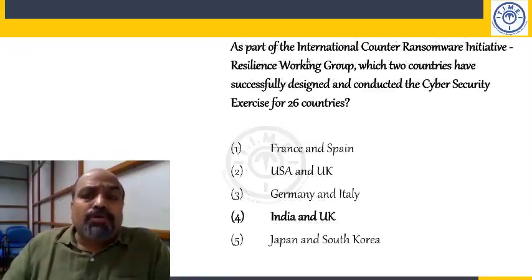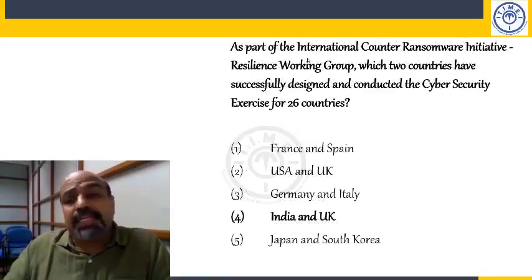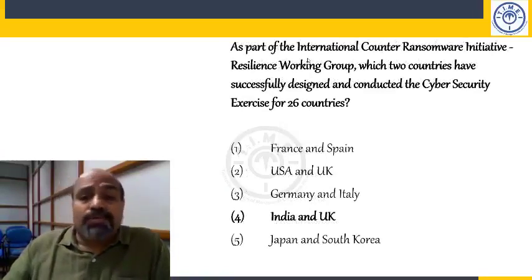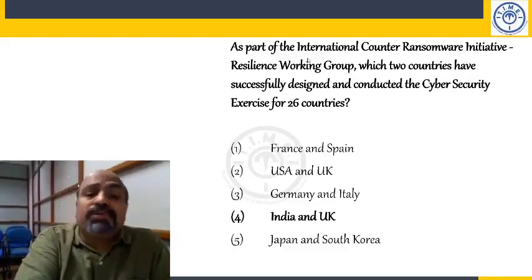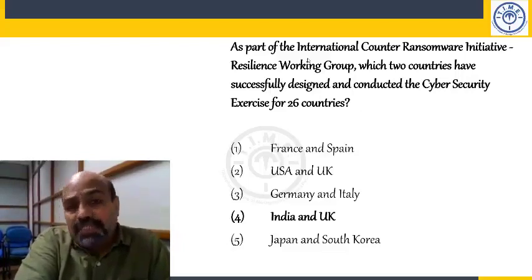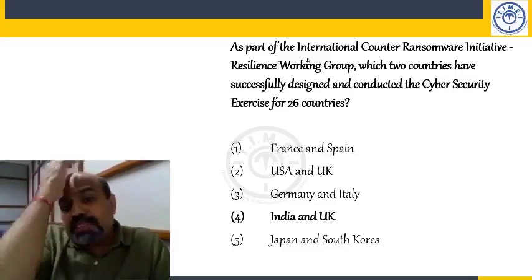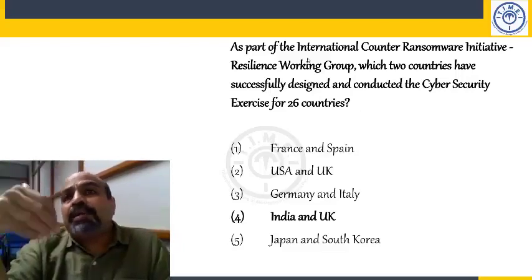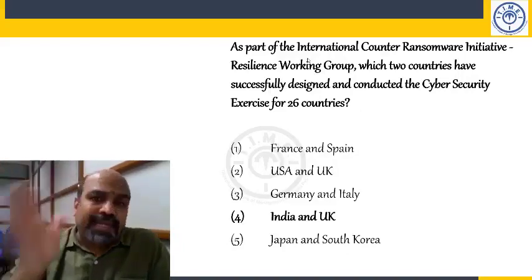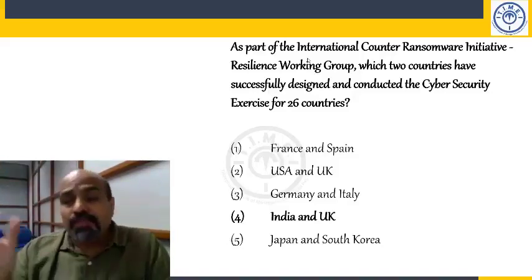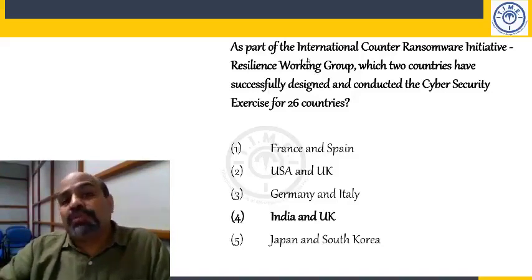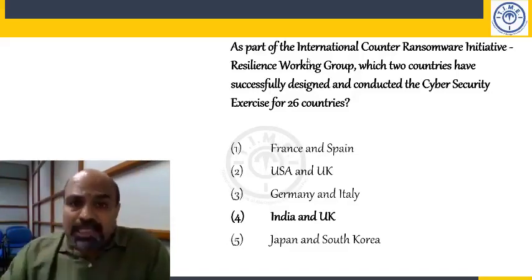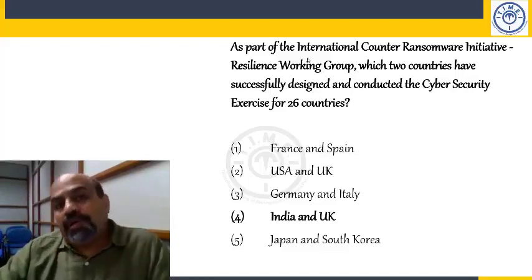As part of the International Counter Ransomware Initiative Resilience Working Group, which two countries have successfully designed and conducted the cyber security exercise for 26 countries? Now you need to understand something here. Ransomware is a malicious attack on a computer network, wherein they deny access to the legitimate owners of the system, of the computer network. So unless some money is paid, ransom is paid, they won't allow access.